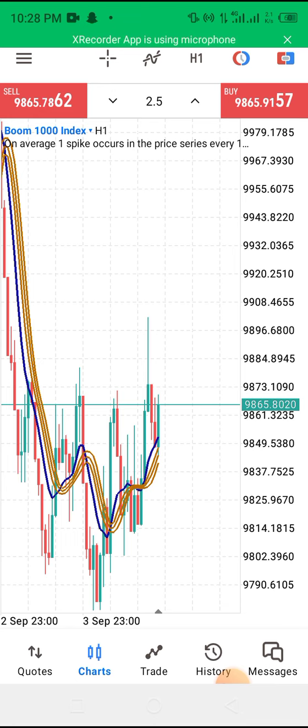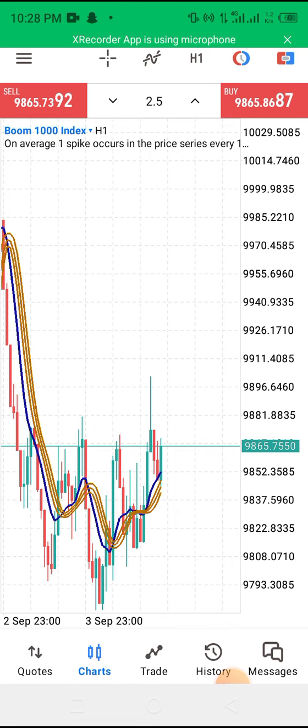Okay, guys, so today I'm back with this amazing strategy. It's a very reliable strategy. It's very simple, but it's very reliable, and most of all, very, very profitable.